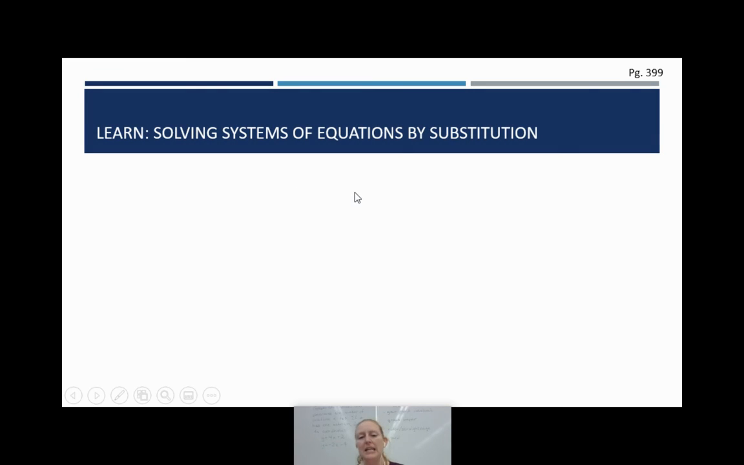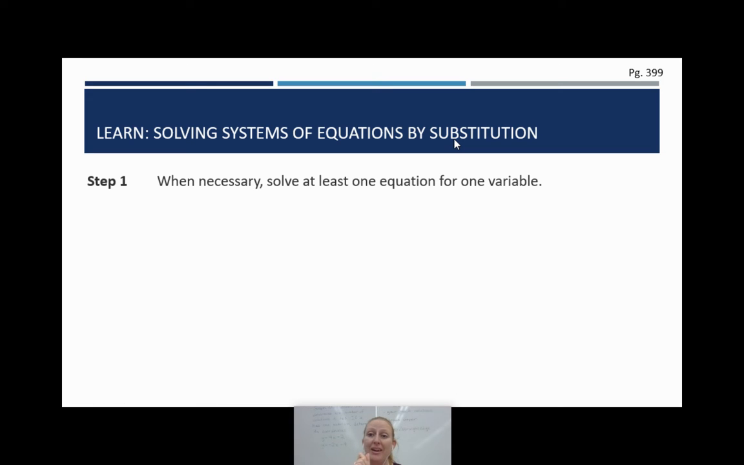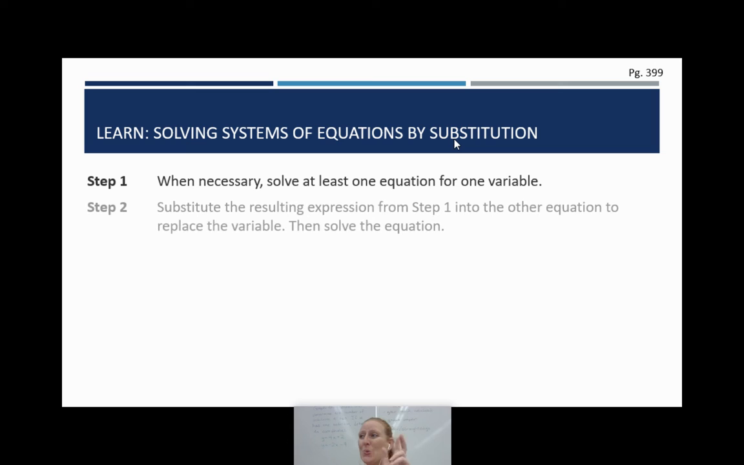The idea is that if you want to solve systems of equations by substitution, then your first step is, when necessary, solve at least one equation for one variable. Just on that warm-up, we solved the equation for x, and then we solved the equation for y. So you want one of your equations to be either just x equals or just y equals, so that you can then do step 2, where you substitute the resulting expression from step 1 into the other equation to replace the variable, then solve the equation. And if that sounds confusing, once we do it, you'll get the idea.